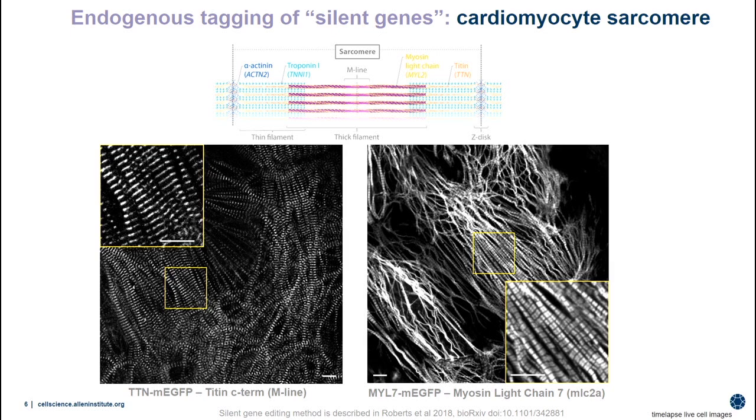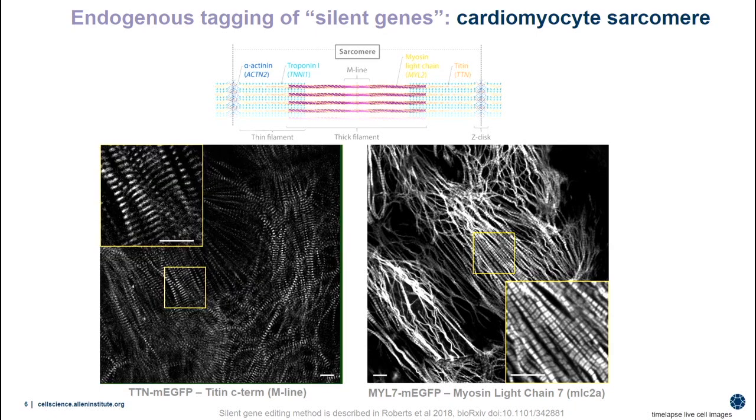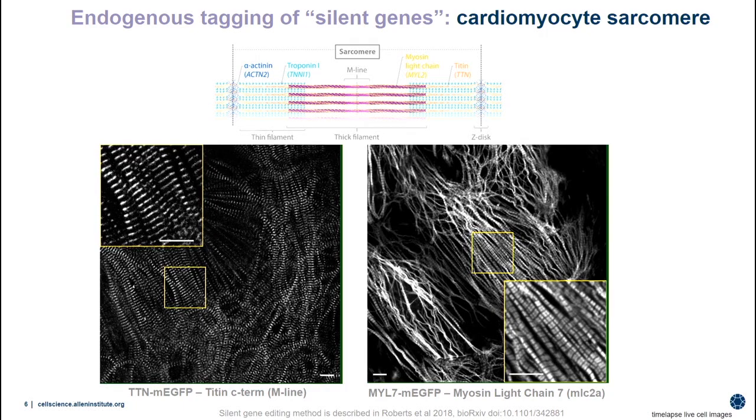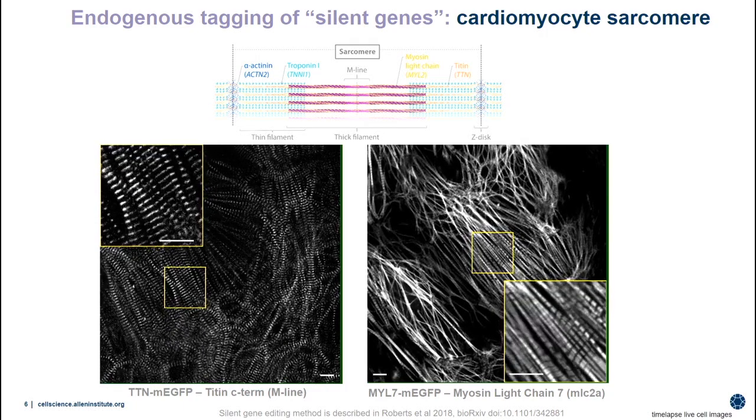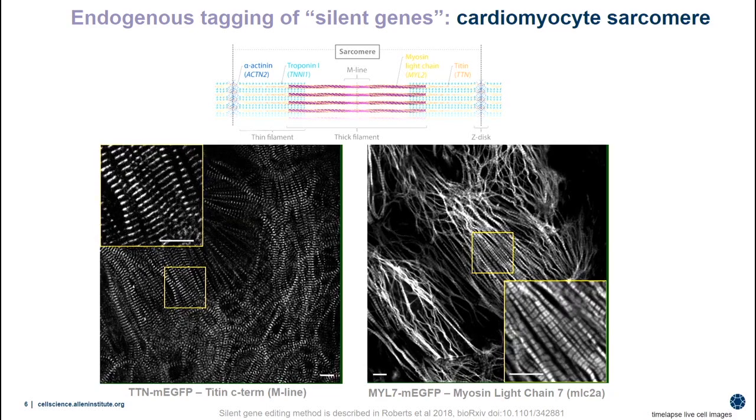We've actually gone on to tag many of these different elements in the sarcomere. I'll show you two examples here: titin, shown on the left, and MYL7, the myosin light chain 7, which was mentioned in an earlier talk today. These are examples of what we can do with live cell imaging when tagging endogenous proteins.